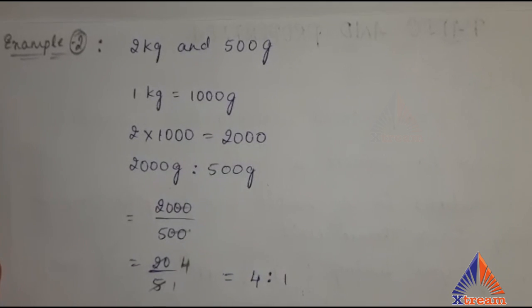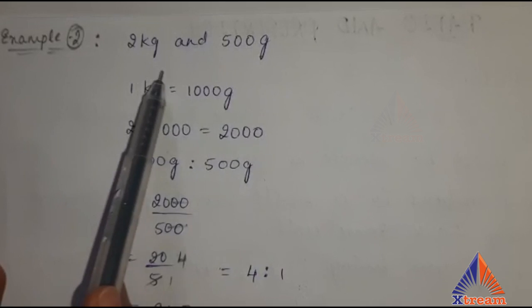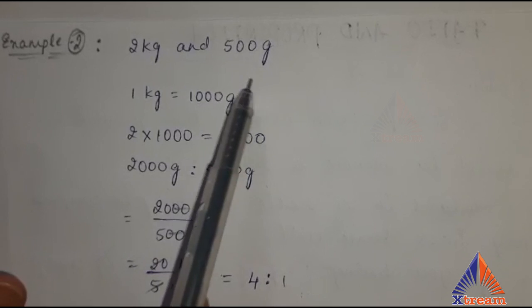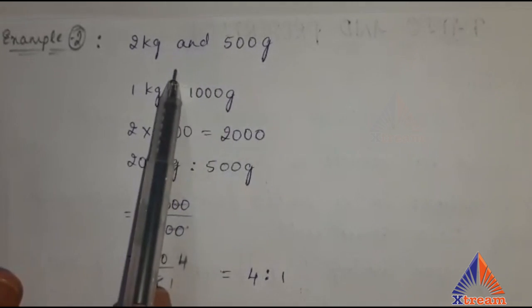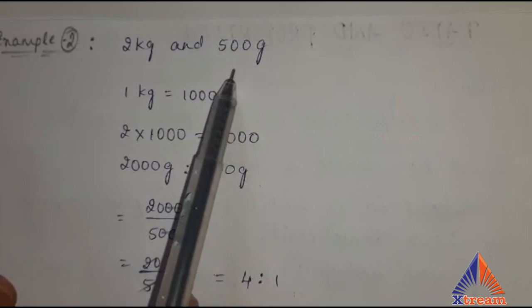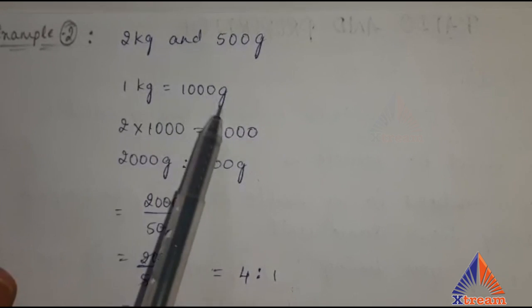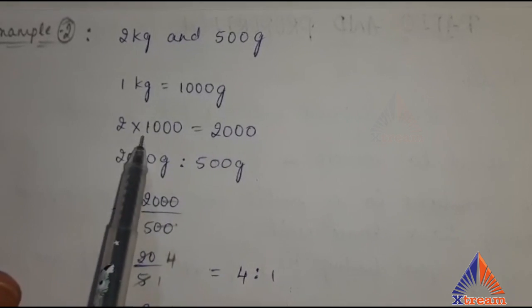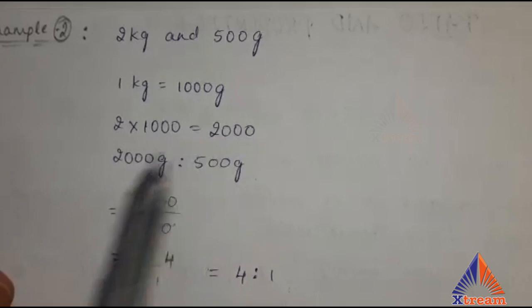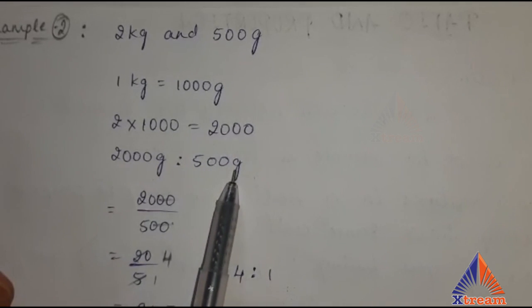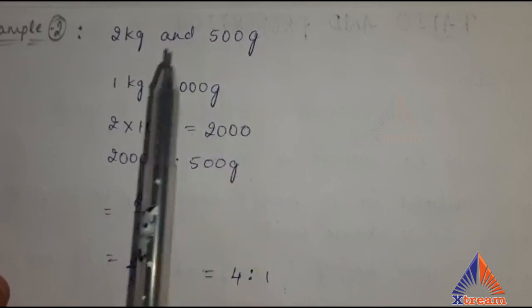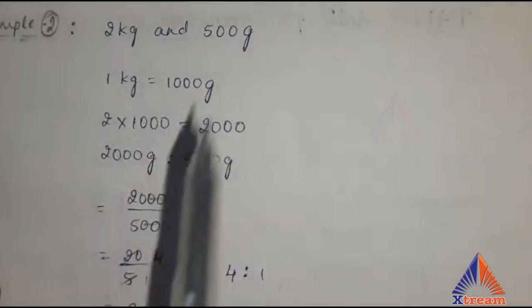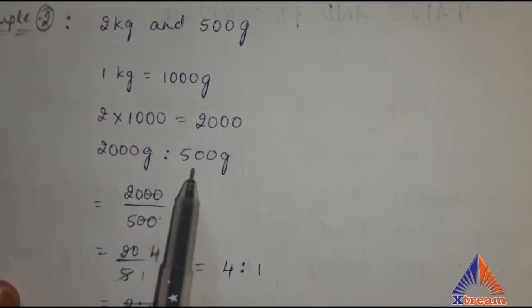Now let us take another example. Here they have given 2 kgs and 500 grams. In the previous example we have seen that the units are the same, that is kilogram and kilogram, but here the units are different. One of them is gram. So first we need to convert kilograms into grams. As we know, 1 kg is equal to 1000 grams, 2 into 1000 is equal to 2000. That is 2000 is to 500 grams. And here we cannot convert grams into kilograms, but rather we should only convert kilograms into grams. So here we got 2000 grams and 500 grams.